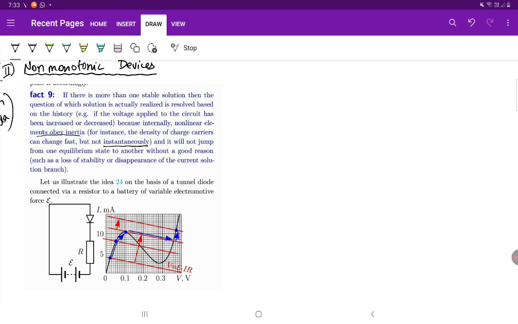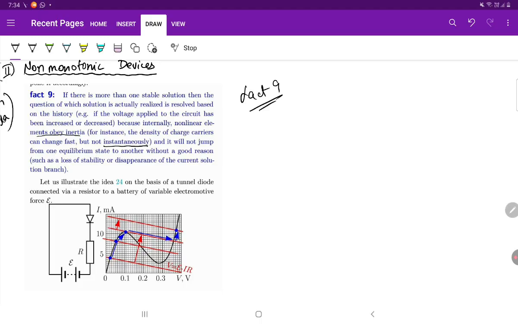Now let us illustrate the idea on the basis of the tunnel diode connected via a resistor to a battery of variable electromotive force E. One thing I would like you to do is read fact 9 and the relevant discussions by Jaan Kalda about this concept. This was at the bottom of the given page, and you must read the discussions given on the next page about how it works, though I am going to explain it here.